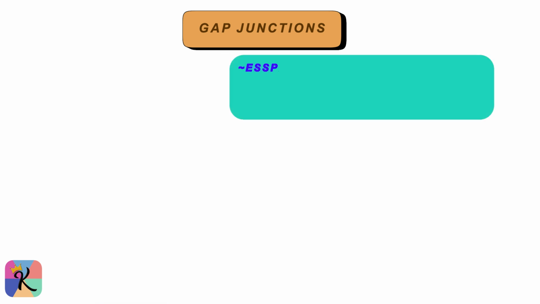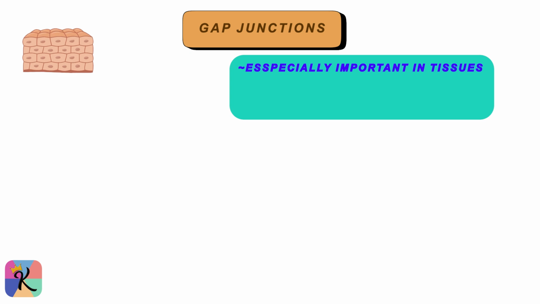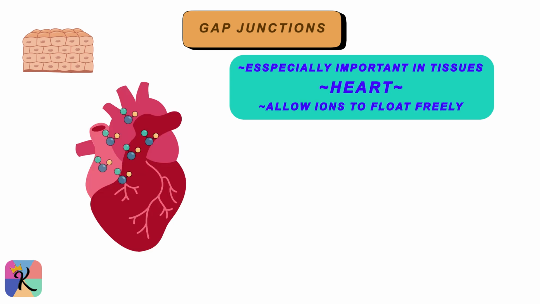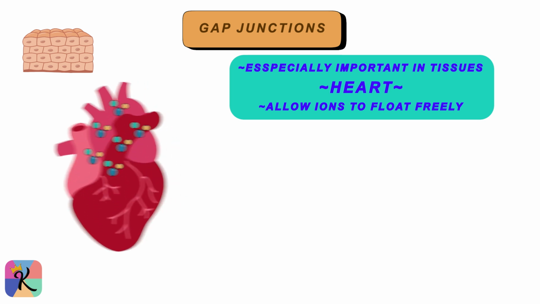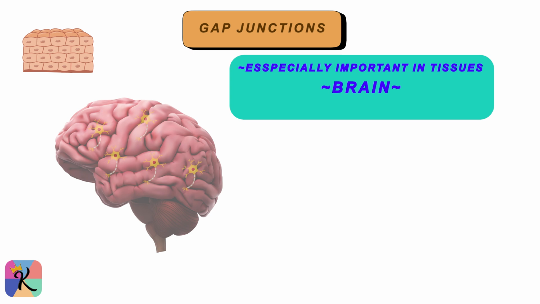These junctions are especially important in tissues that need to respond quickly and in sync. For example, in your heart, gap junctions allow ions to flow freely between cardiac muscle cells, ensuring your heartbeats are smooth and coordinated. Similarly, neurons in your brain use gap junctions to transmit electrical signals rapidly, helping you react in an instant.